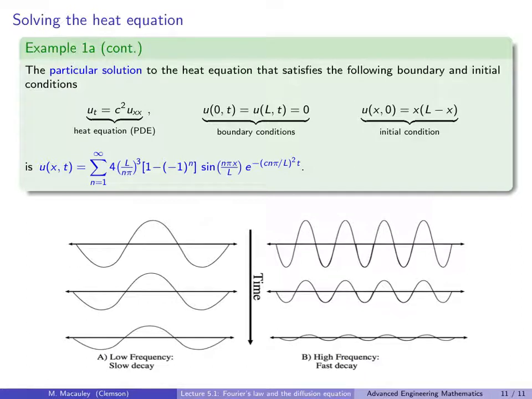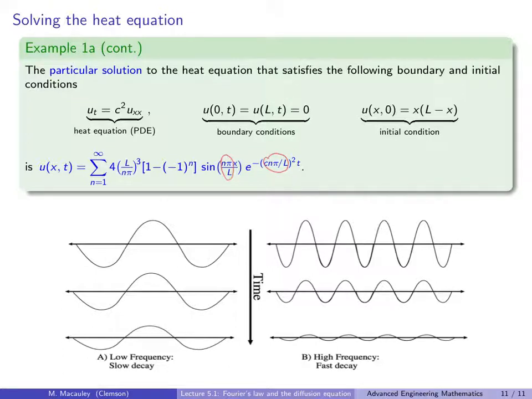Here is the summary. Again, the particular solution to the heat equation satisfying the following boundary and initial conditions is this function right here. I'm not going to say it again. I just wrote it out. And what we notice also is that the frequency of the sine wave is n pi over L, and the exponent here is c n pi over L. So in other words, this exponential function kills off sine waves with higher frequency a lot faster, because the larger this exponent is, the quicker this damper goes into effect.